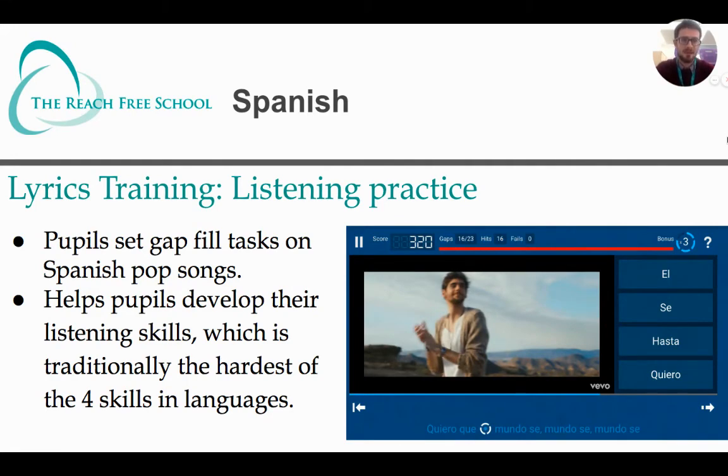They have to listen to Spanish pop songs set by a teacher each week, and they will have to watch the video, and then a bit like karaoke here, but there'll be some gaps. They have to listen for the correct word and click on the correct word for each gap.